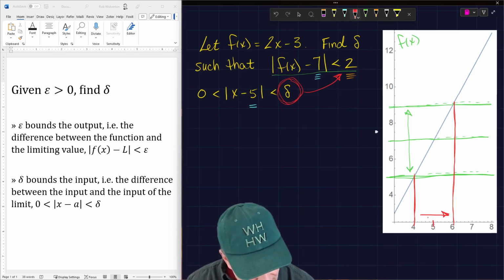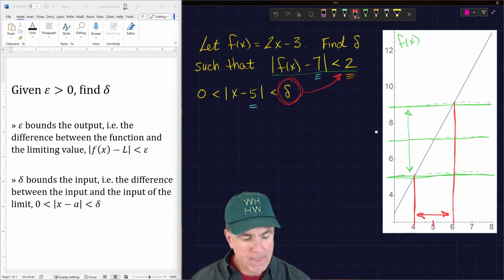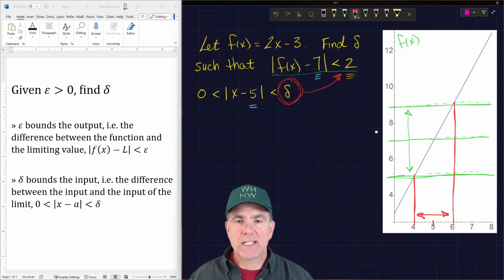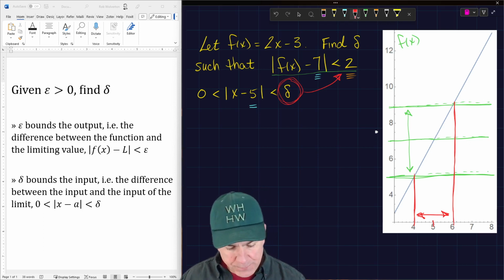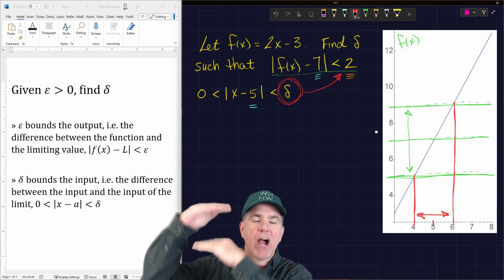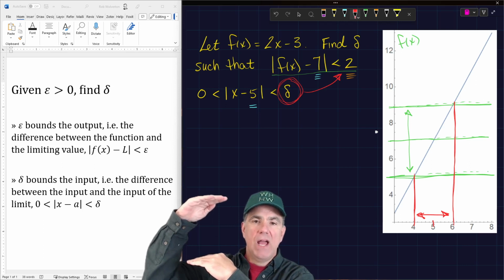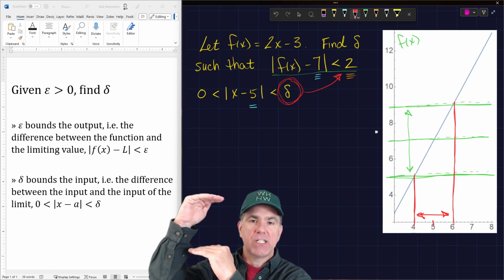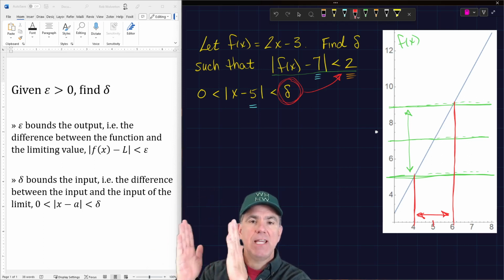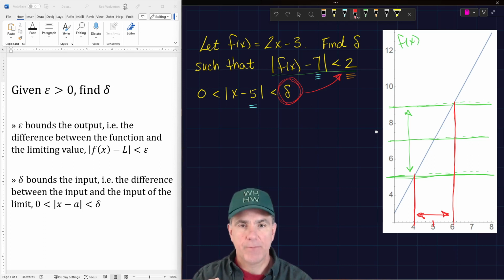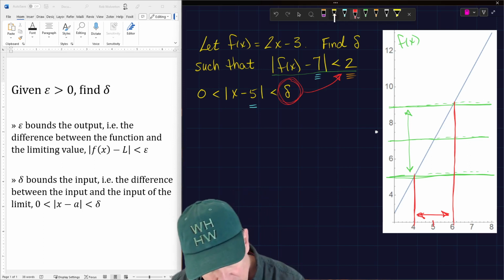So the inputs are going to have to be in here. So this is the graphical understanding, just the intuition. We're now going to go through the algebra that gives us this result, because that's what you're going to have to do for the homework problems. But what I want you to understand is they're giving us some range of outputs around the limiting value. And our job is to say, hey, we can make that range of outputs that you require if you keep your inputs inside of this particular range here. That's why we find the delta. Let's take a look at how this goes then.